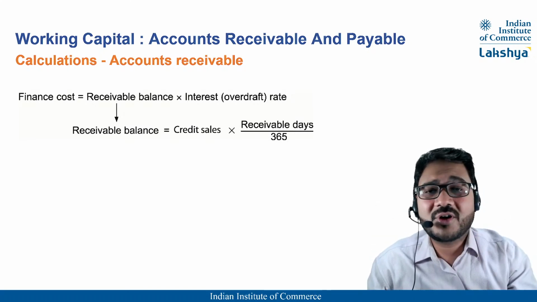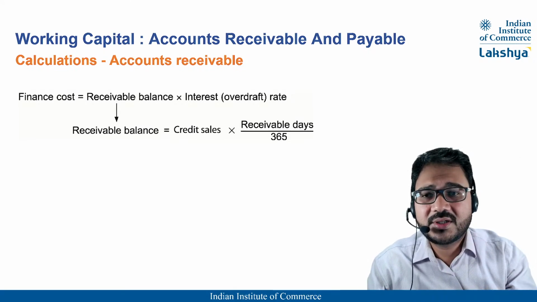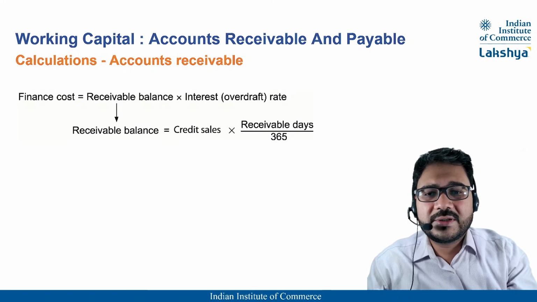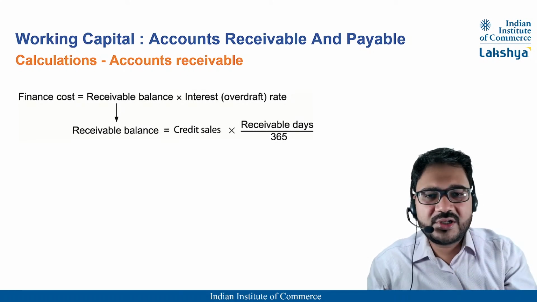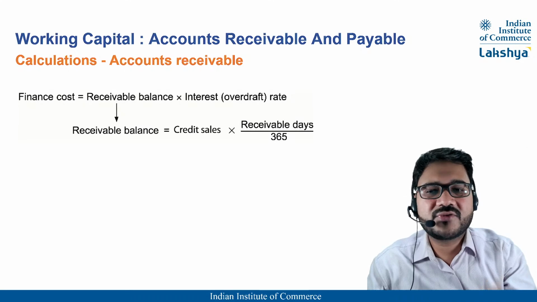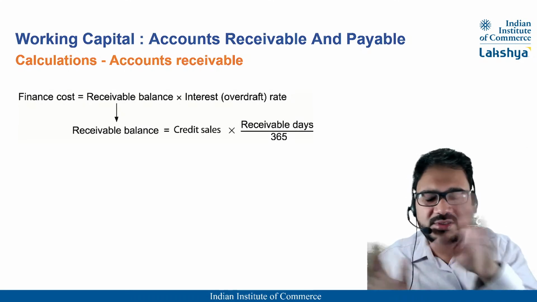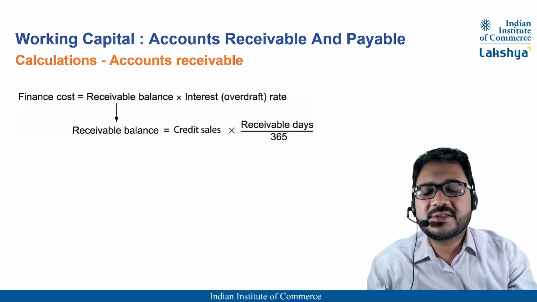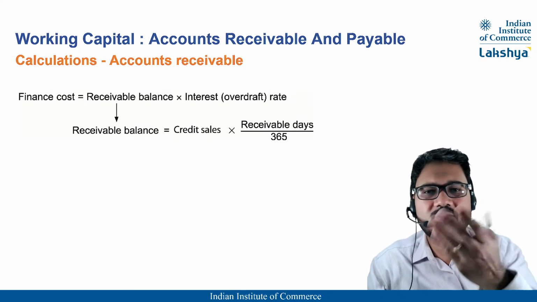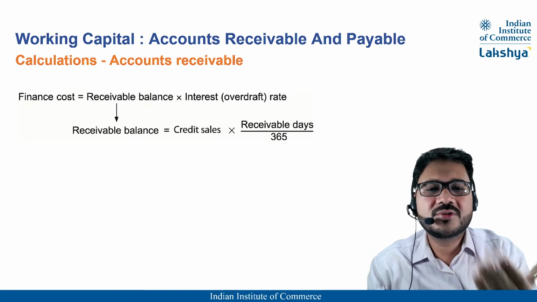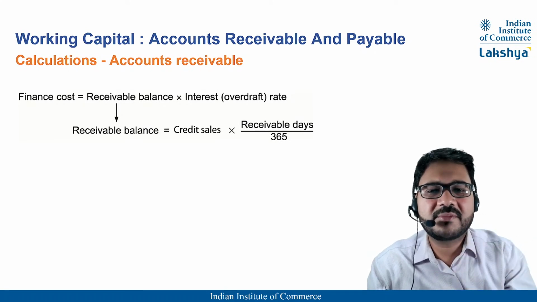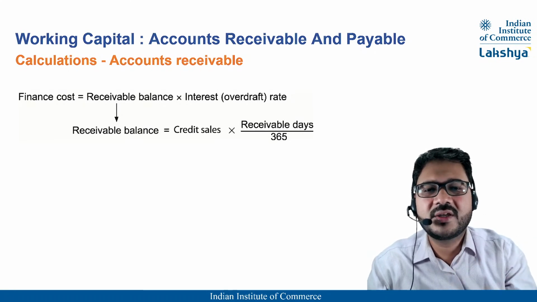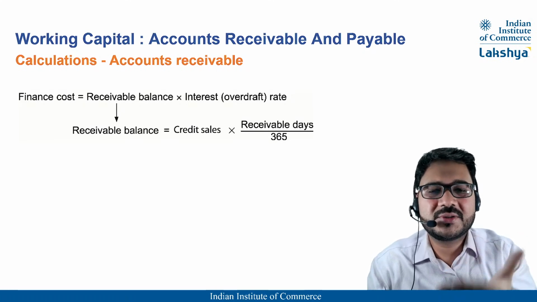Keep in mind, this formula is not given in the exam, so you need to know this formula, right? So again, it's the same formula, it's just rearrangement. Whether you remember the receivable days formula or the receivable balance formula, it's the same thing, just rearranged. So in this case, receivable balance is equal to credit sales, which will be given in the exam, into receivable days, which will be given, divided by 365. So you can get why 365, because receivables are in days.